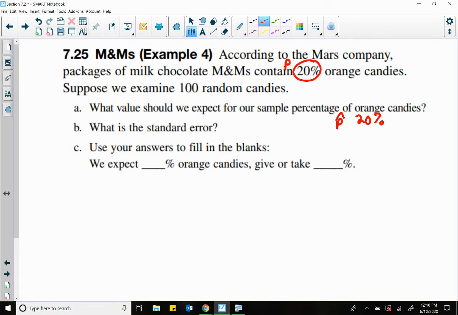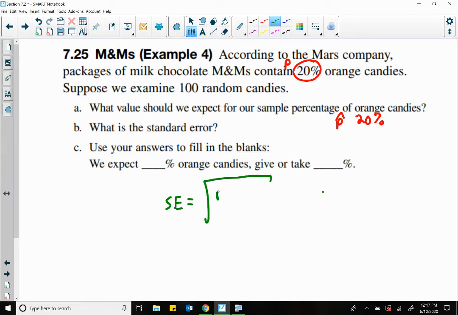All right. What's the standard error? So now we're going to actually run that formula. So hopefully you did that. And again, we can use this because it is random. It is random. And we know that our population size is definitely bigger than 100 times 10, because how many M&Ms are there in the world? Are there more than 1,000? Definitely. So that's why we can get away with running our formula.